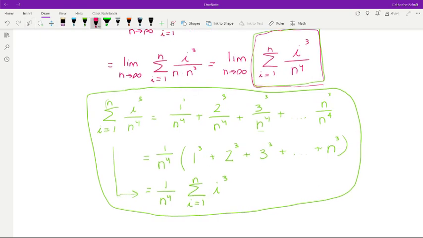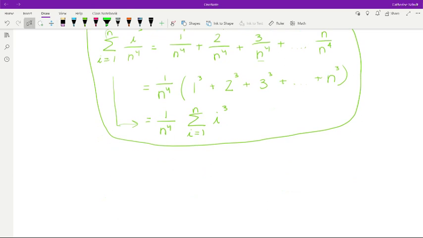So where does that leave us? That leaves us here. Continuing, we have the limit still as n goes to infinity, and we just simplified that next part like this. We have 1 over n to the fourth times the sum of i equals 1 to n of i cubed. Okay?